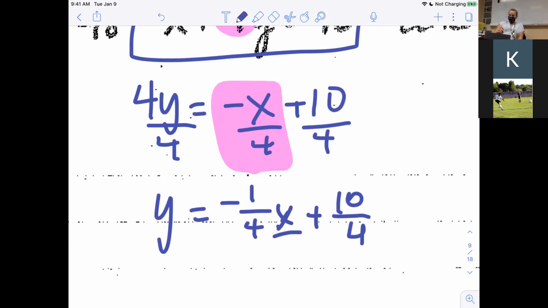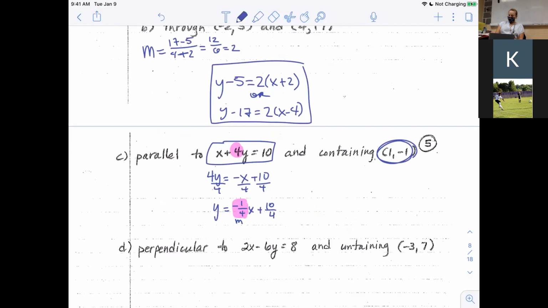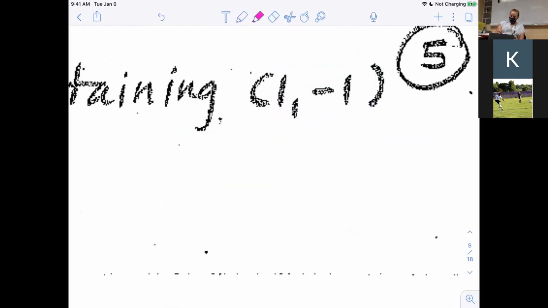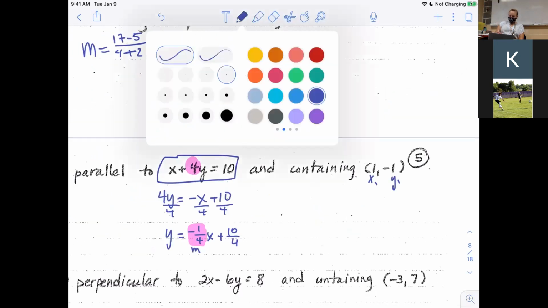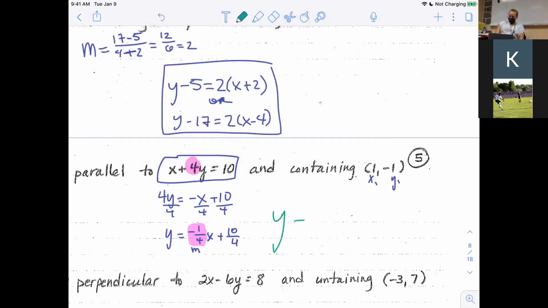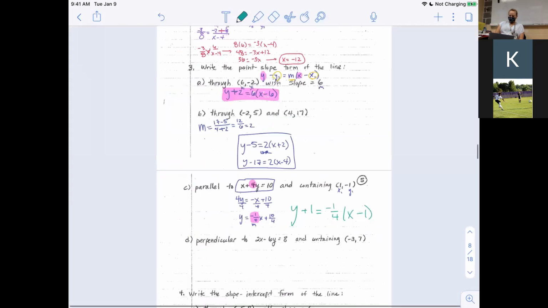Awesome. So I'm going to use the slope of -1/4 right here. That's my m. And then this is my x, y. And so now we get to plug it into our equation. Y minus -1, or y plus 1, equals -1/4 parentheses x minus 1. All right, good so far?